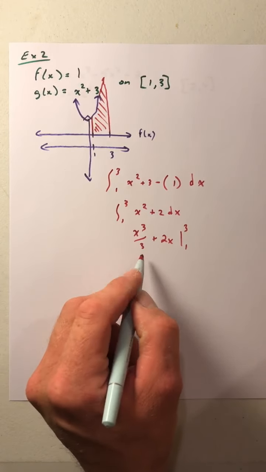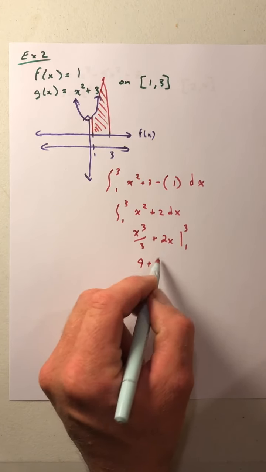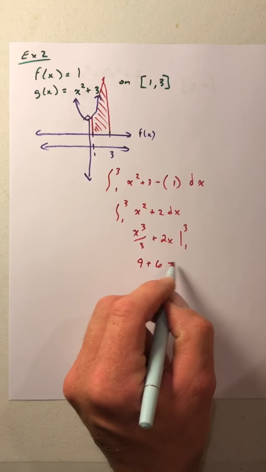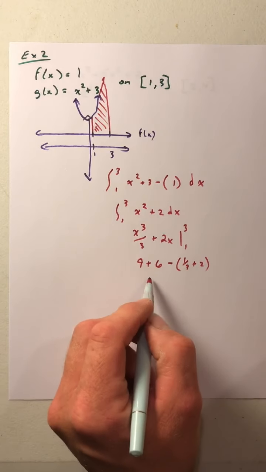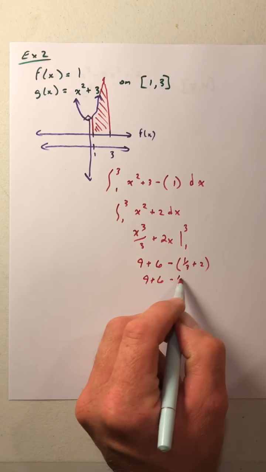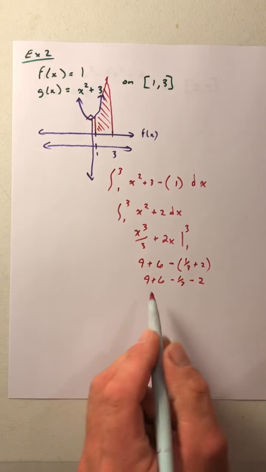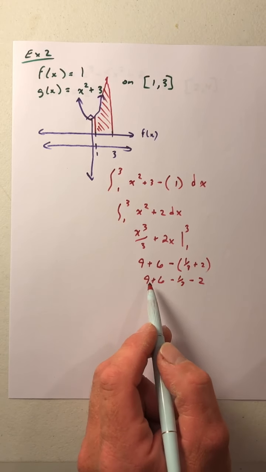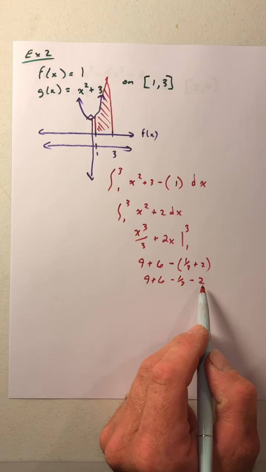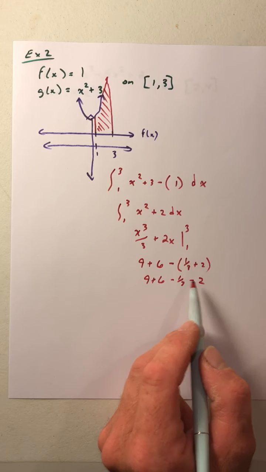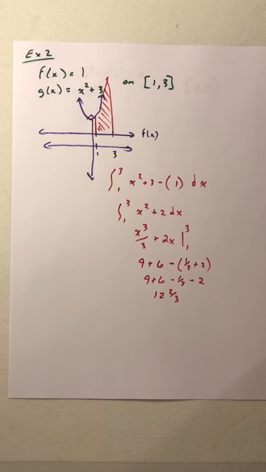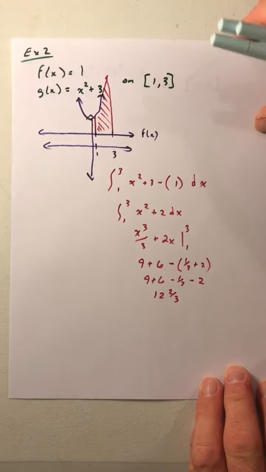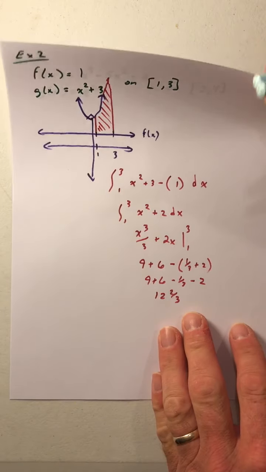3 to the third divided by 3 gives us 9 plus 6. From that, we're going to subtract 1/3 plus 2. So we have 9 plus 6 minus 1/3 minus 2. 9 plus 6 gives us 15, minus 2 gives us 13, minus 1/3 gives us 12 and 2/3. So that's going to give us our answer there. Again, that's the area between those two regions.